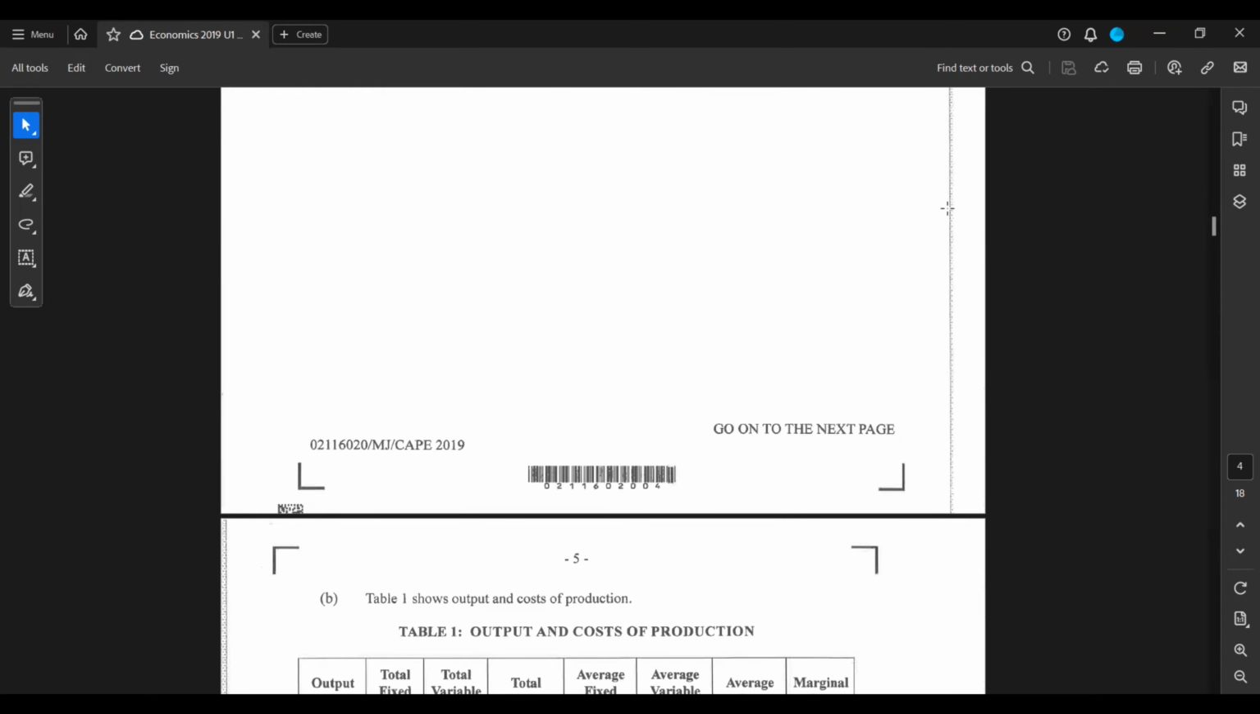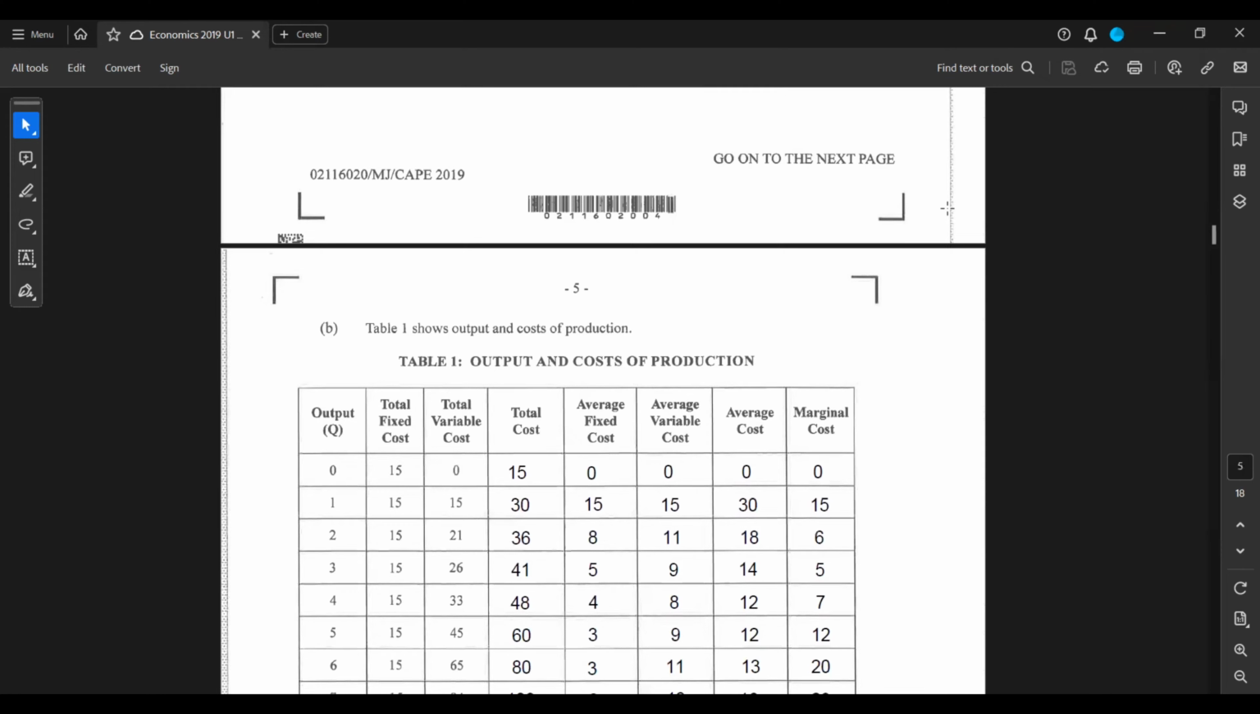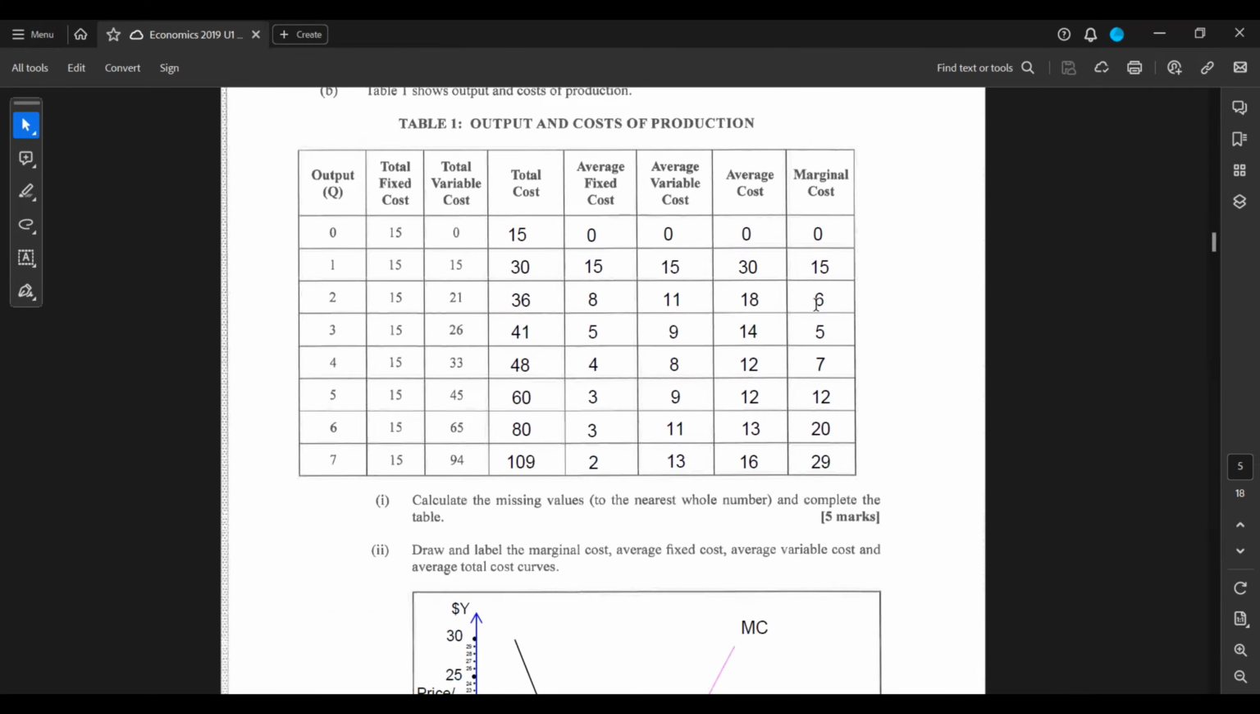Part B, Table 1 shows output and costs of production. We have output, which is denoted by Q, total fixed cost, total variable cost, total cost, average fixed cost, average variable cost, average total cost, or average cost, and marginal costs. And these tables are filled out. We had to calculate the missing values to the nearest whole number and complete the table.